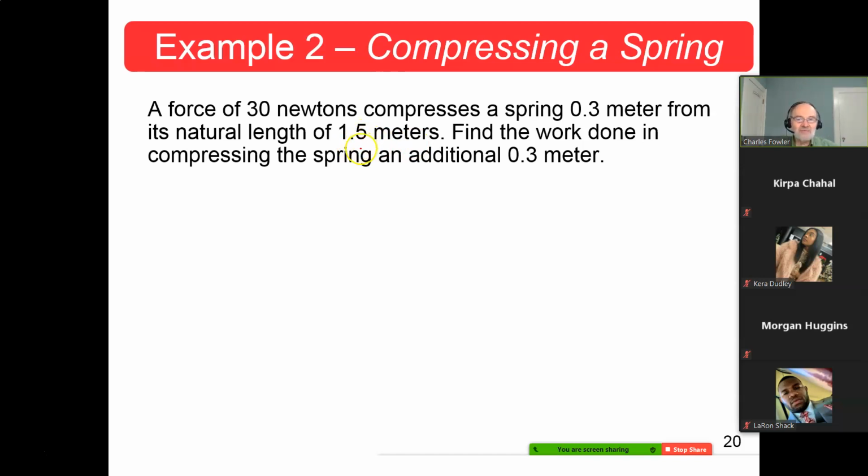Now, why did they tell you that? They told you that because they didn't tell you the spring constant. This way you have to figure out what the spring constant is. Okay? Now, once you know the spring constant, then you can find the work done in compressing the spring the additional 3/10 of a meter. That's beyond the 3/10 you did to get your spring constant, another 3/10 out of that 1.5 meters. Okay?